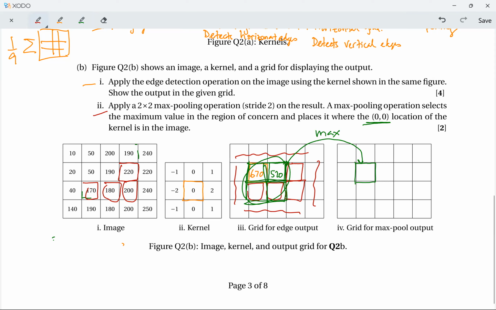Now, since it is stride 2, that's all we can do right now. It has to go and be located here. So we cannot do anything. So that's all. Okay.